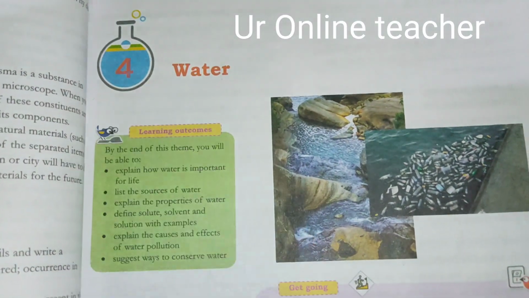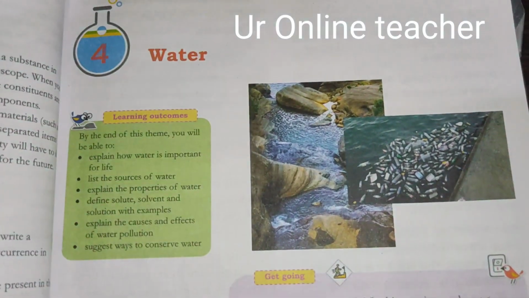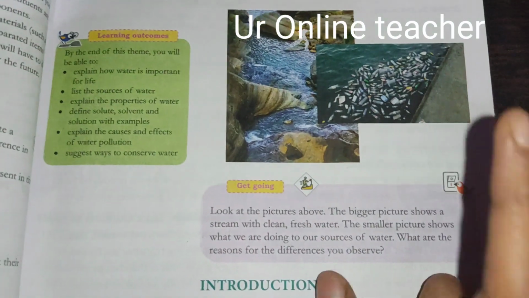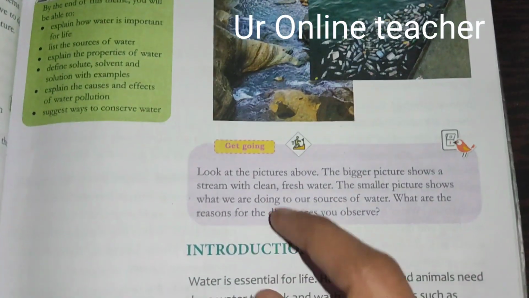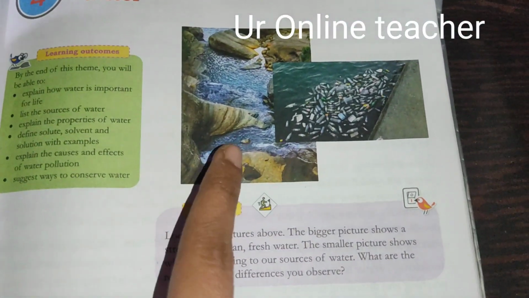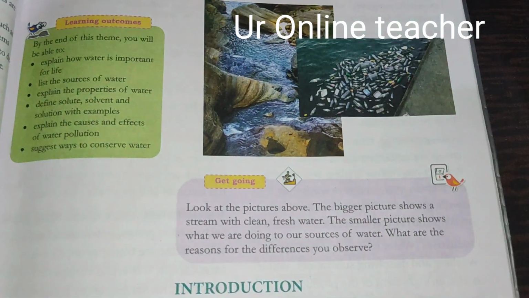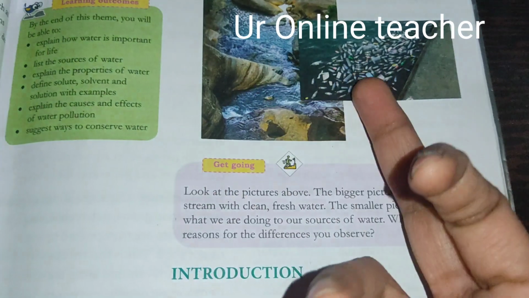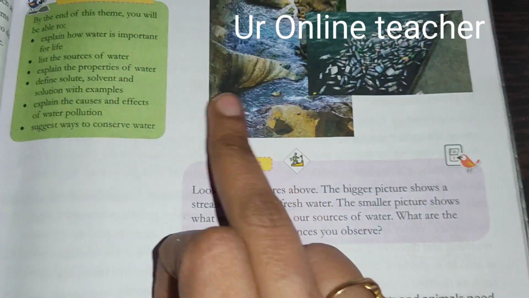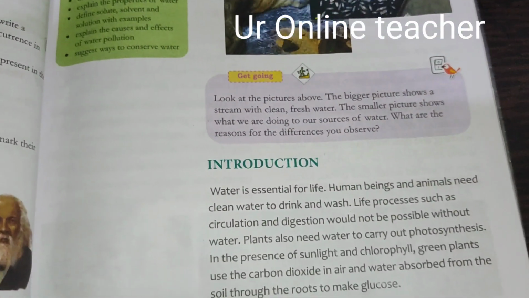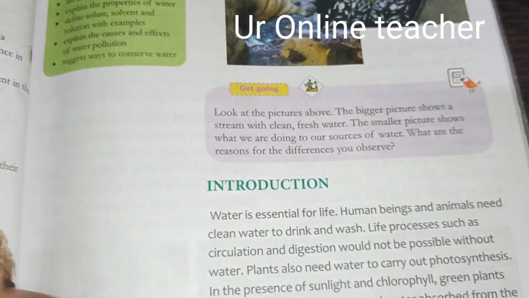Hi students, today I am going to explain the lesson water, a very important lesson in chemistry. Here, look at the pictures above. They gave big pictures showing a stream with clean fresh water and smaller pictures showing the difference between these. This is dirty water and this is very clean water. Let's see. So why is water necessary for us?